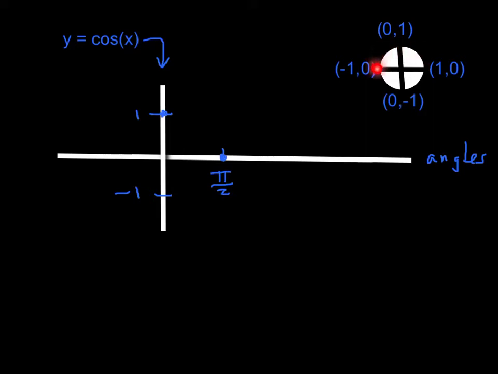And then when I go to pi, my x-coordinate is negative 1. So here's pi, and here's negative 1. And then when I go to 3 pi over 2, it's back to 0 again. That's right back here. And then if I go to 2 pi, which would be all the way around, I'm back to where the x-coordinate is 1, so the cosine is 1. So back to 2 pi, and that's going to be back to a 1.